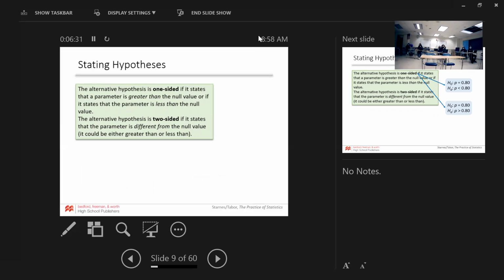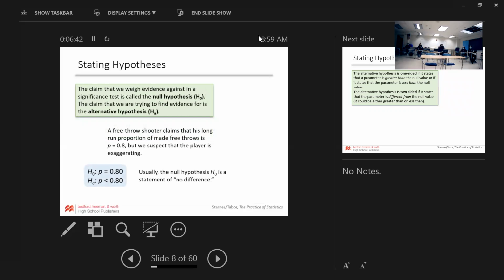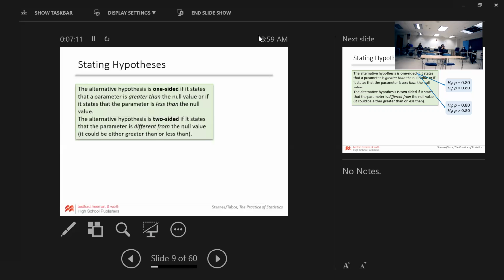The alternate could be one-sided or it could be two-sided. That was one-sided because it had an inequality symbol in it. We're not going to test if the person shoots way better than 80%, because we thought they were exaggerating. We don't believe that they're better than 80%. There's no point in testing that. So this is an example of a one-tailed test. One side.